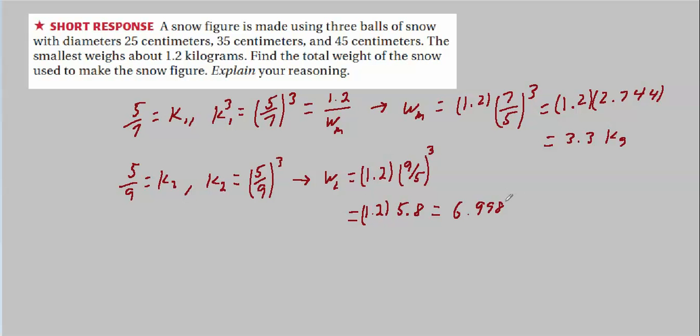So if we take 7 and 3.3, we get 10.3. And then we add 1.2 and get 11.5. I think that's what they asked for, right? Yeah, the total weight of the snow used to make the snow figure.